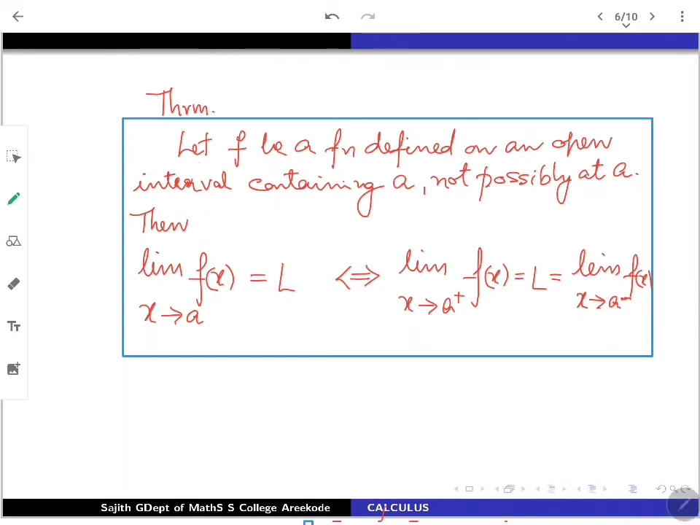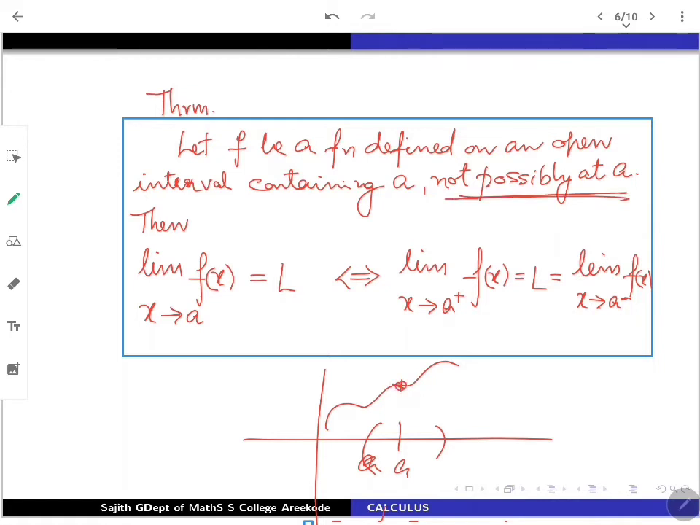So let f be a function which is defined in an open interval containing a, again not possibly defined at a. So either you can approach a from right or left. So right limit as well as left limit exist. They are coincident to a value L, and that value is going to be the two-sided limit. So altogether you can make it into a framework of a theorem.